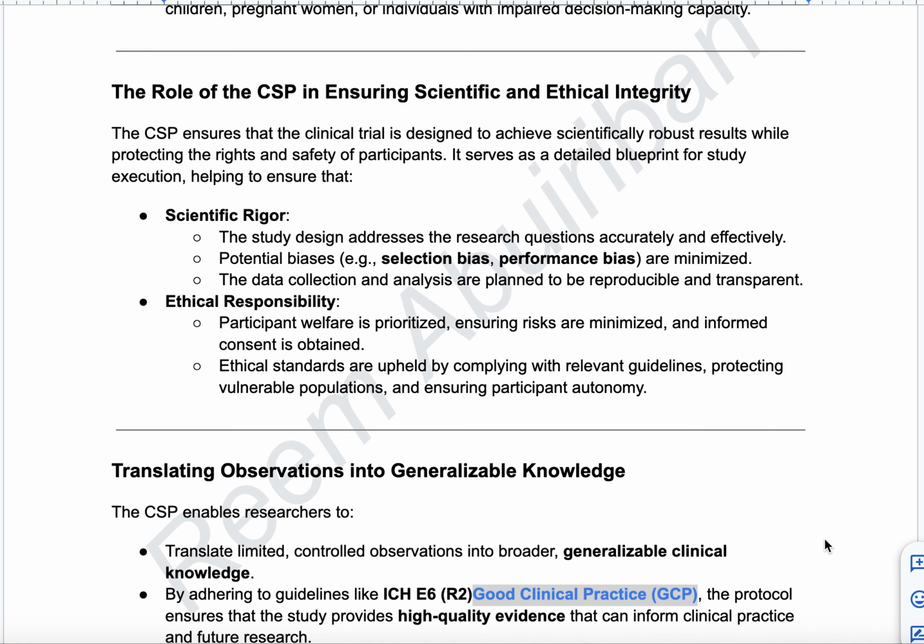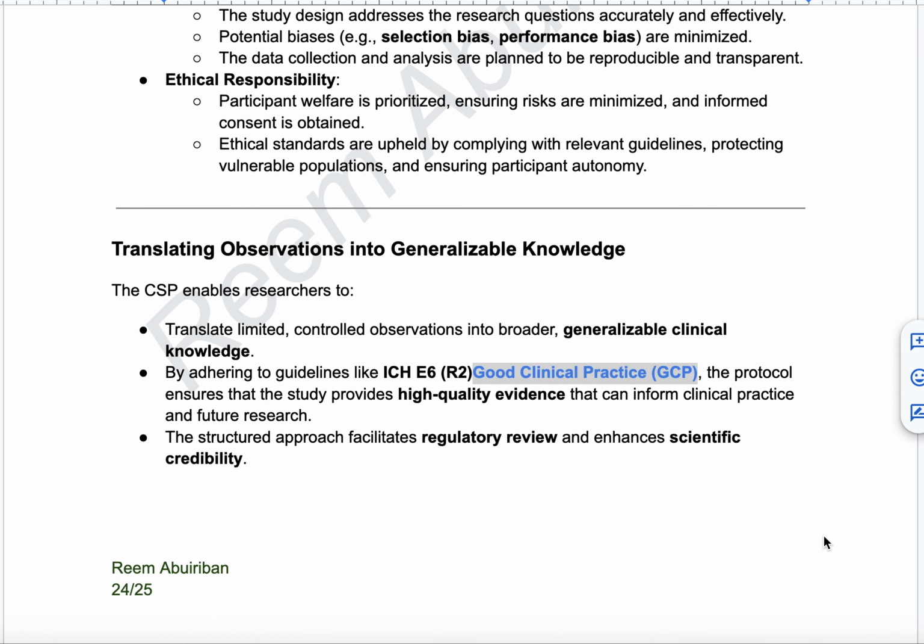Potential biases like selection bias and performance bias are minimized. The data collection and analysis are planned to be reproducible and transparent. About the ethical responsibility: participants' welfare is prioritized, ensuring risks are minimized and informed consent is obtained. Ethical standards are upheld by complying with the relevant guidelines, protecting vulnerable populations, and ensuring participant autonomy.